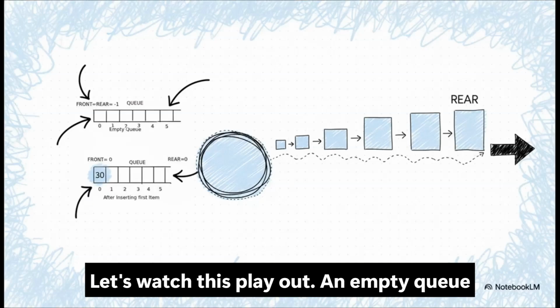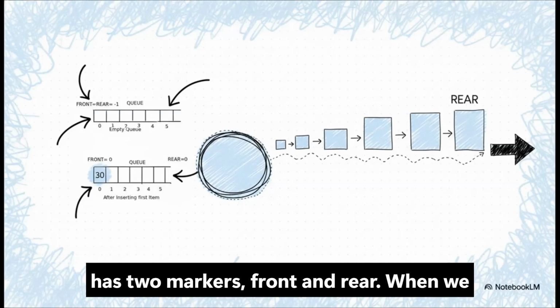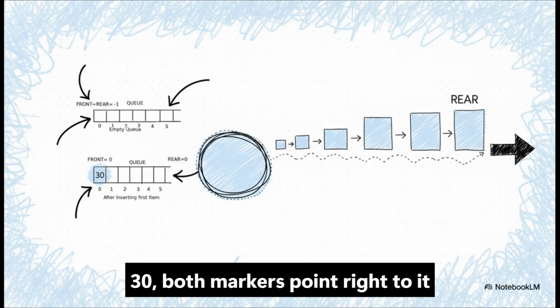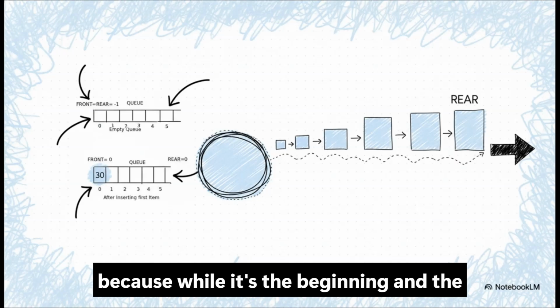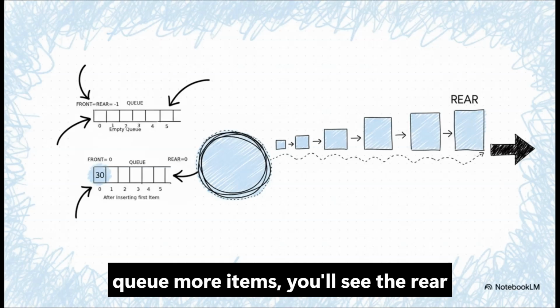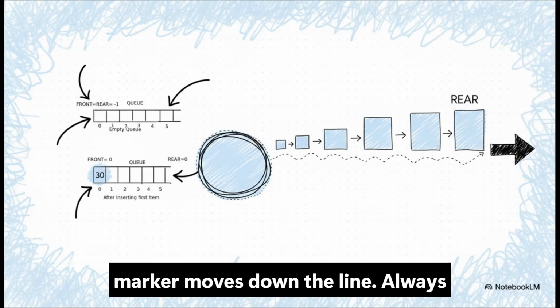Let's watch this play out. An empty queue has 2 markers, front and rear. When we enqueue our first item, say the number 30, both markers point right to it, because, well, it's the beginning and the end of the line. But as we start to enqueue more items, you'll see the rear marker moves down the line, always pointing to the newest arrival.